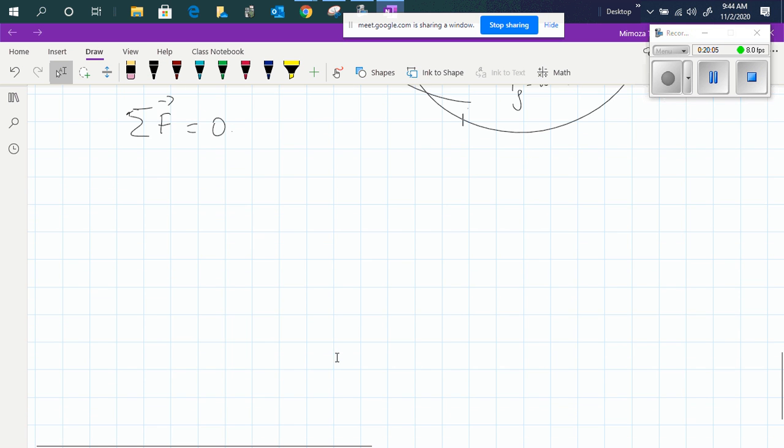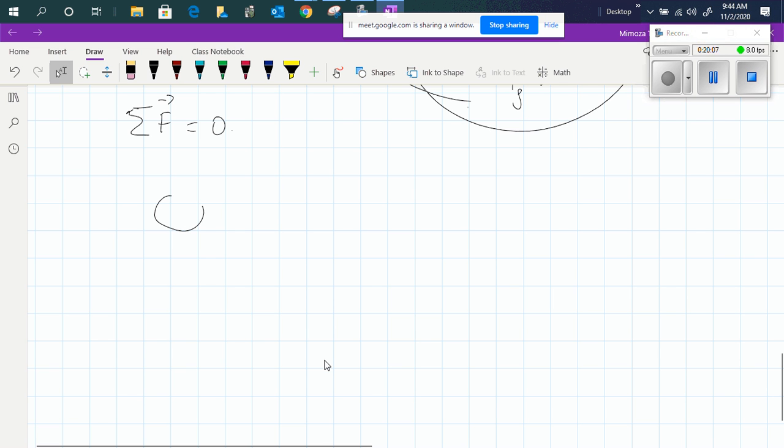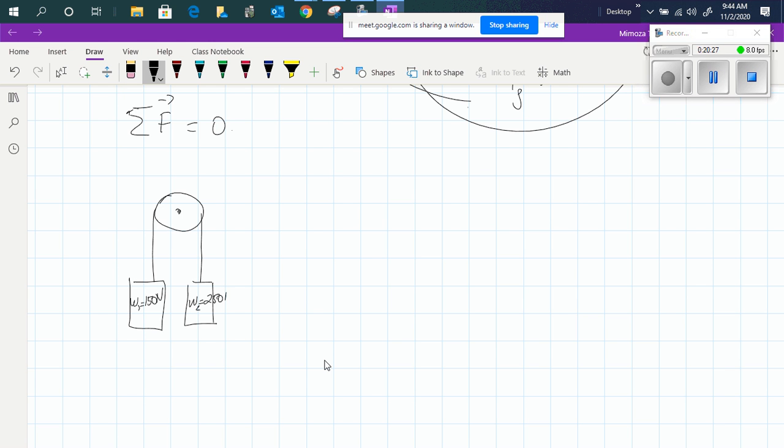Now, even if we have a pulley, let's say that we have a pulley here with two masses that are hung, and for simplicity, weight 1 is 150 newtons and weight 2 is 250 newtons.